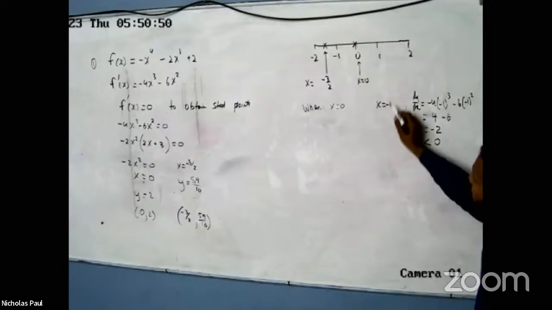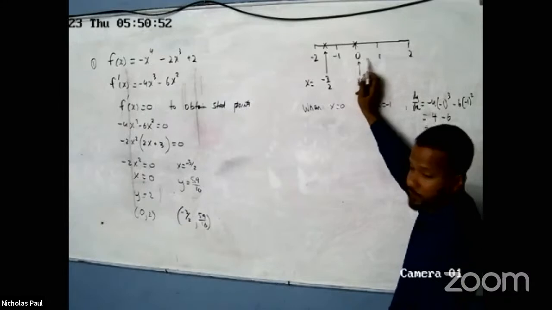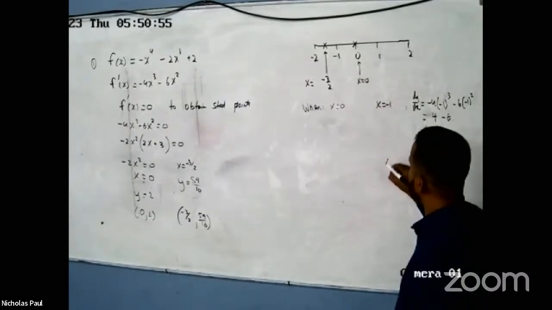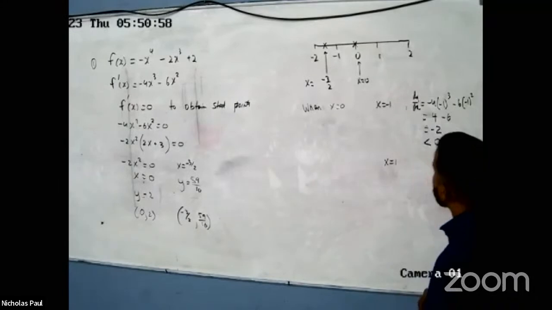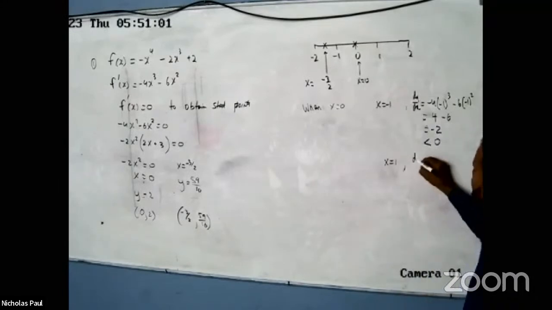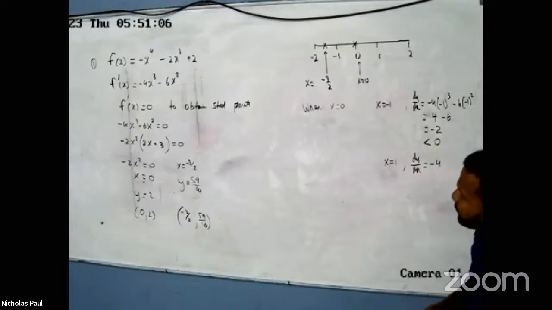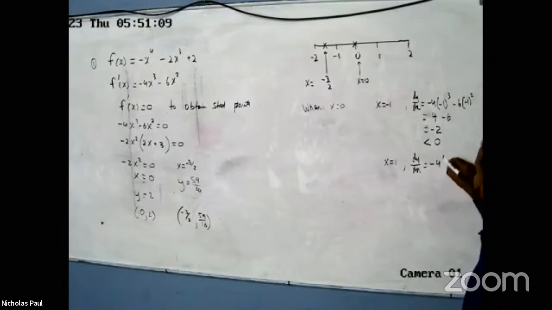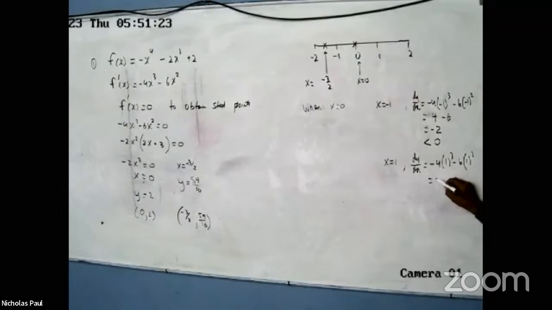Let's choose our next value now. Let's choose x is 1. We're choosing values around 0, right? So let us choose x is 1 now. What we'll get is dy/dx is equal to -4 times 1 cubed, minus 6 times 1 squared. So you have a negative value. What does that mean? Both of them are less than 0, right?